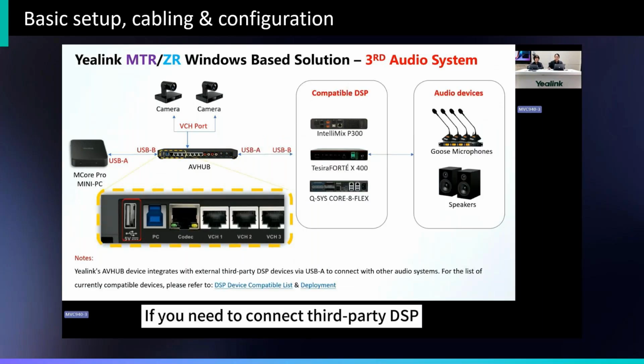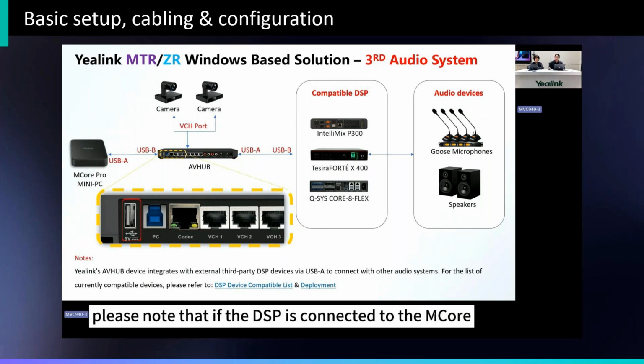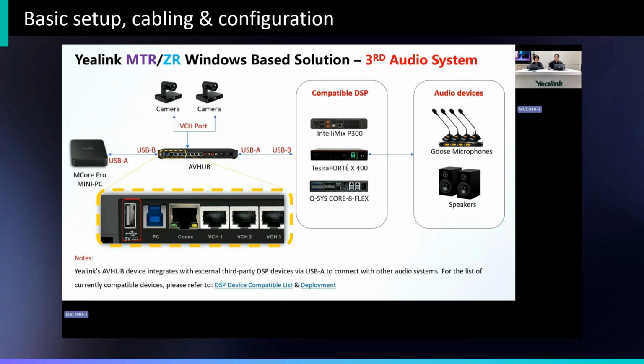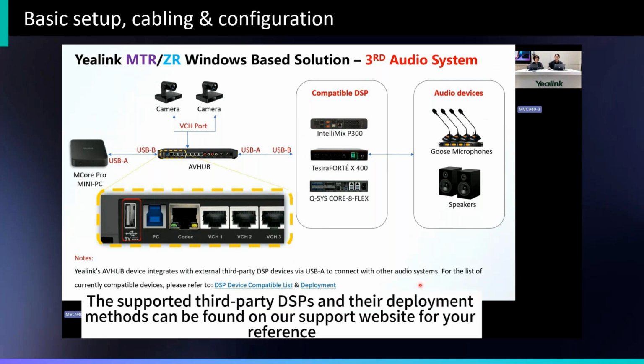If you need to connect a third-party DSP, it can be connected to the UVC camera or to the AV Hub, or even to the M-Core by using a USB cable. However, please note that if this DSP is connected to the M-Core, your audio can't be used by BYOD devices, because our BYOD extender only transfers audio connected to the UVC camera or AV Hub. The supported third-party DSPs and their deployment methods can be found on our support website for your reference.